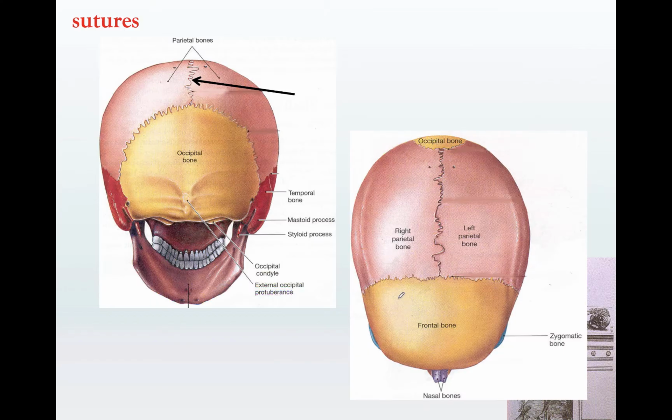Okay, now we're going to talk about the joints between the bones of the skull. These joints are referred to as sutures, and you can see the lines on the diagram. Those are the sutures, or the joints. And we have one which is known as the sagittal suture, and so it's like a sagittal section, same direction, and you can see that the sagittal suture is the joint between the right and left parietal bones.